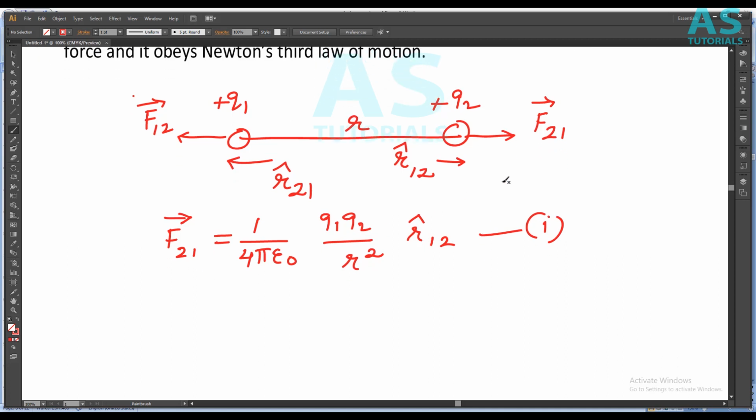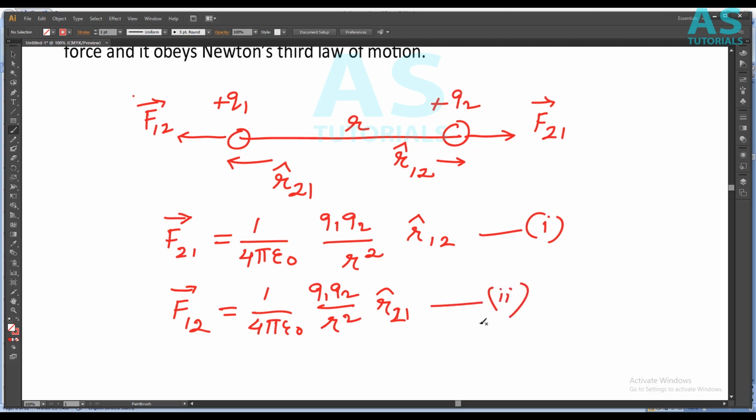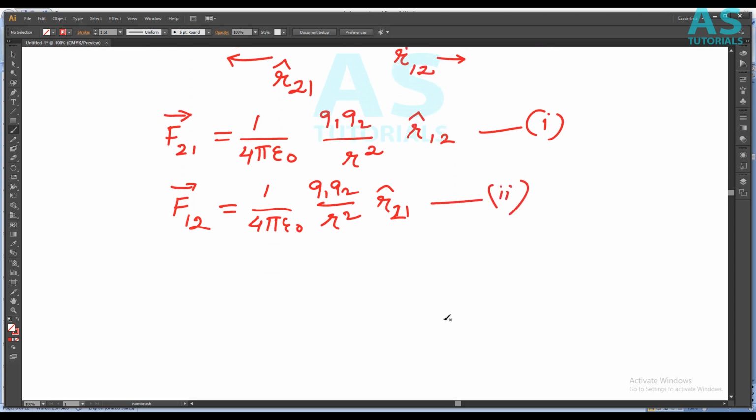And if we write the second equation here, let us say F12, so it is equal to 1 divided by 4 pi epsilon naught. The two charges are Q1 Q2 divided by r square again, and the unit vector in the direction of F12 is r21 hat. So this is equation number 2. And as per vector algebra, r12 hat is equal to minus r21 hat.